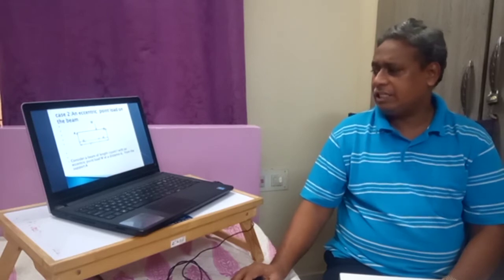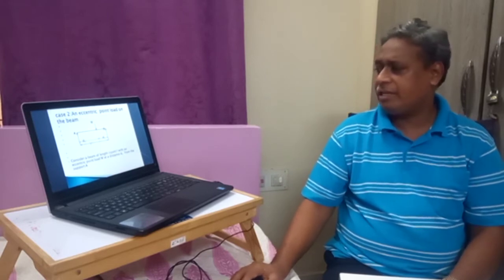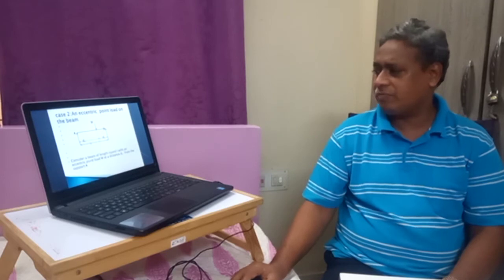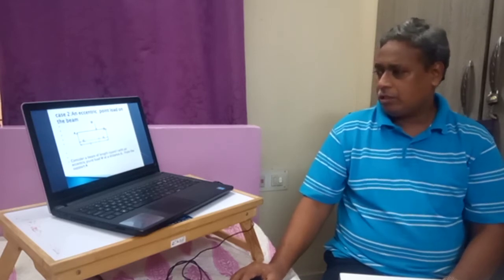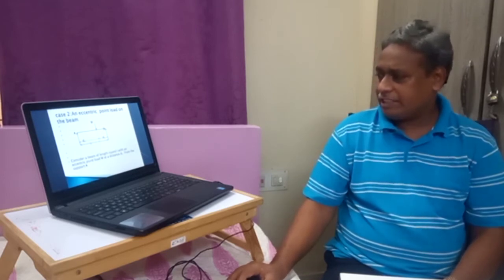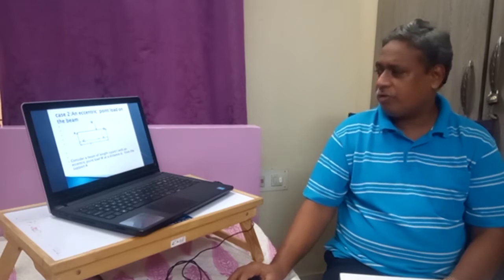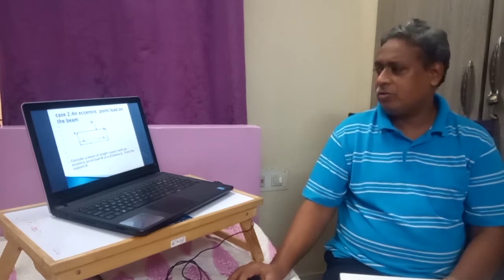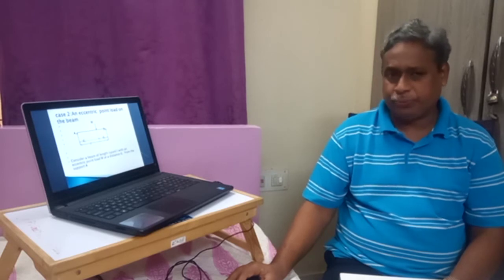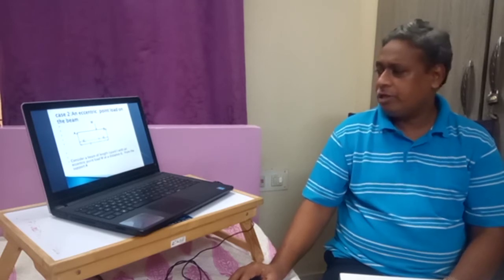Here, let us consider a beam of length L with an eccentric point load W at a distance of D1 from the support A. So, the entire length is L. The distance of the load from A is D1, so the other part will be equal to D2. D1 plus D2 will be L. One part is D1 and the other part is D2.